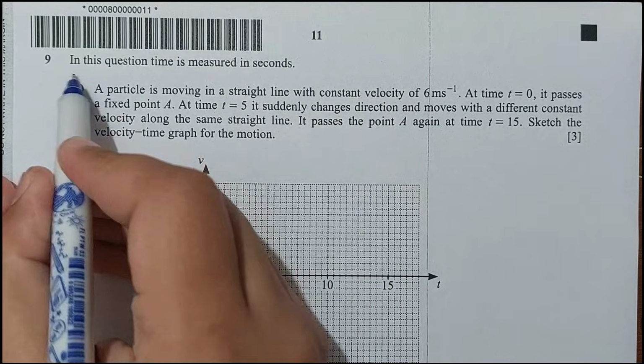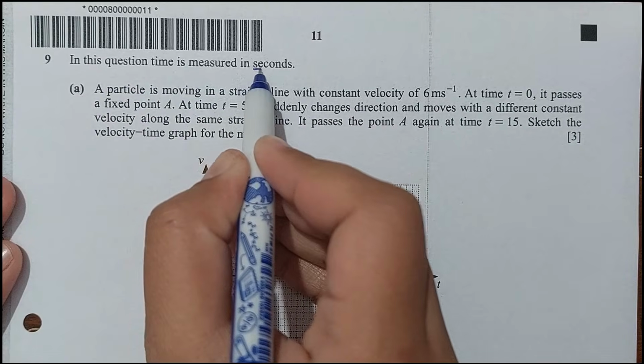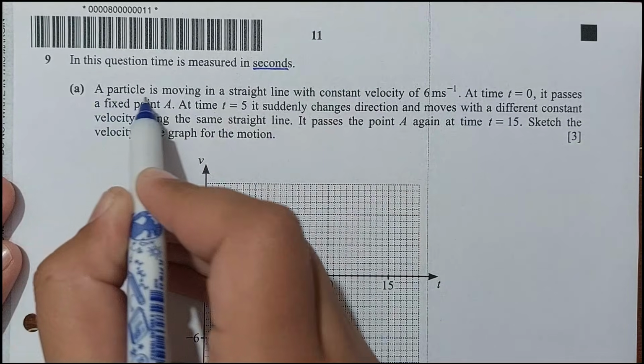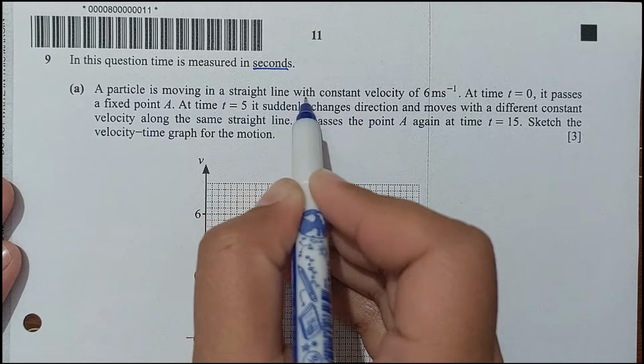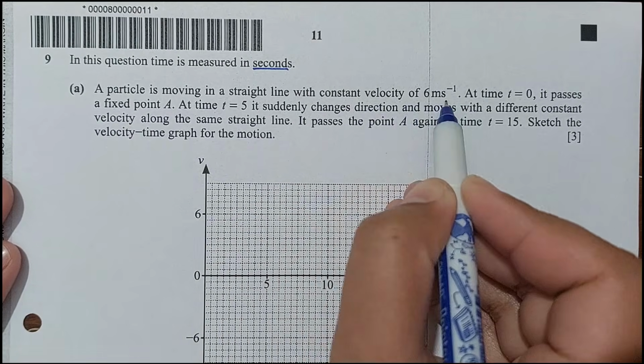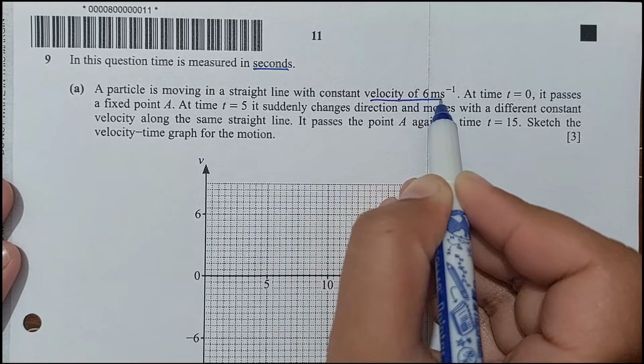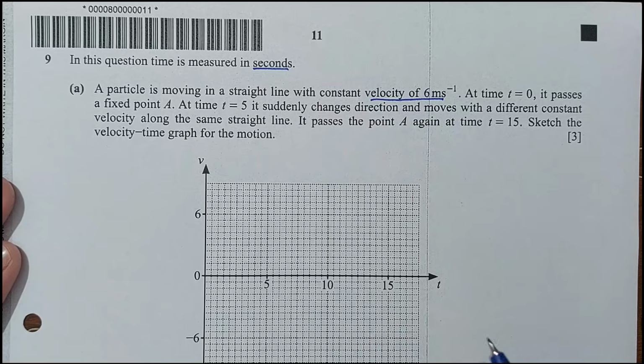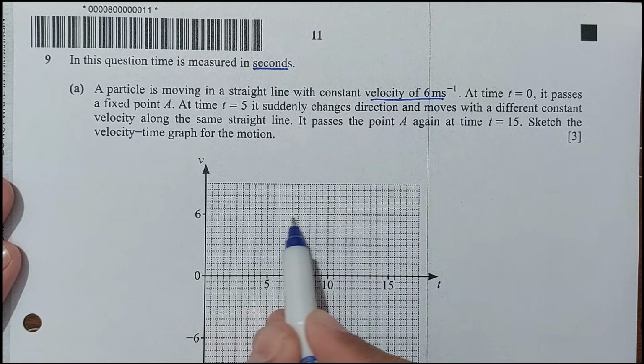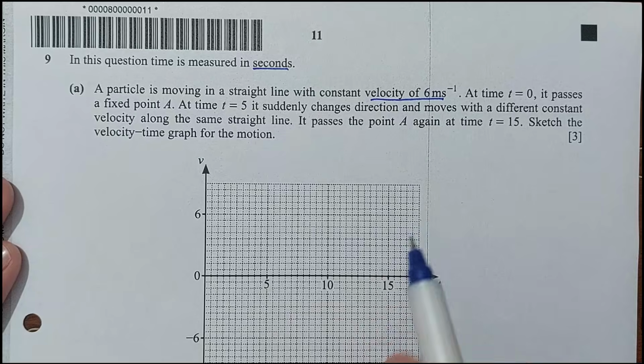Question number 9. In this question, time is measured in seconds. Part A. A particle is moving in a straight line with a constant velocity of 6 meters per second. So this is a velocity time graph. The velocity is 6 meters per second, and it is moving in a straight line.